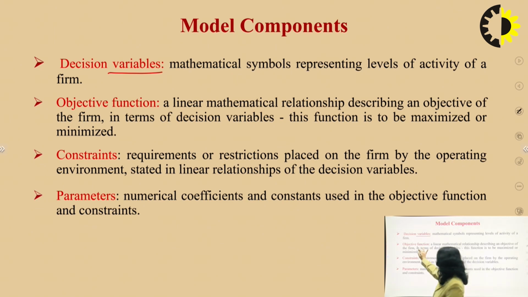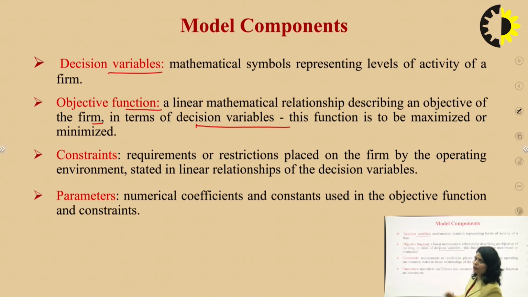Then we have the objective function. What is the objective function? The objective function is a mathematical relationship describing the objective of the firm, meaning whether we want to maximize the profit or minimize the cost. This is the objective of the firm in terms of decision variables, meaning the different activities involved in the firm. This function is to be maximized or minimized.